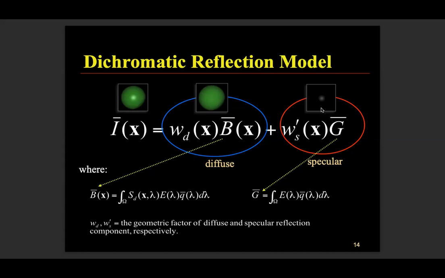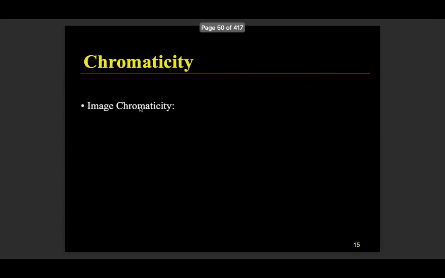Okay, so that's the model that we use, which is called the dichromatic reflection model. I'm not really sure how many of you take or want to take computer graphics. In computer graphics, this one is very important because if you want to create this kind of synthetic object, you have to know this kind of model. Okay, anyway, so this is called the dichromatic reflection model.